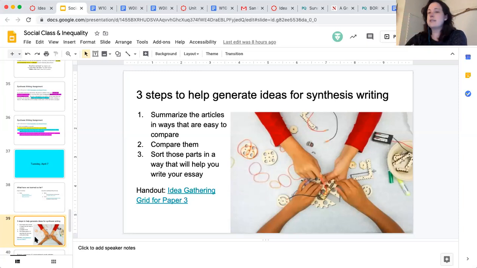So right now we're just setting up, we're sorting our ideas so that we're going to be able to summarize the articles in ways that are easy to compare. Because right now, if we just look at the articles, it's going to be kind of difficult to sort out what's common among them. So right now we're taking them apart, so we can rearrange them and analyze and find the spots that are going to be easier to compare.